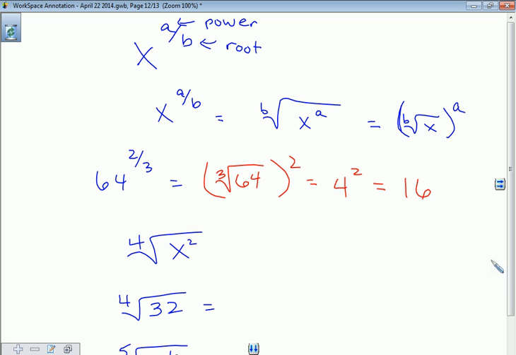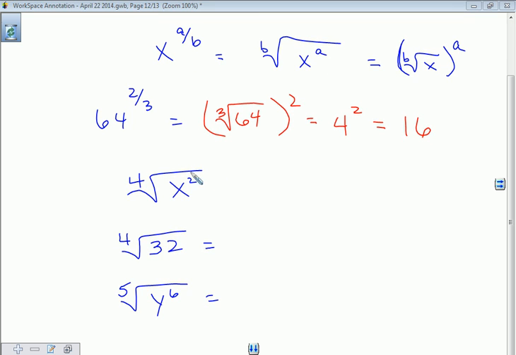Okay, how can I rewrite this? Wait, how do you know if the exponent is inside the radical or outside, in parentheses? We always took the root first because it made the number smaller.